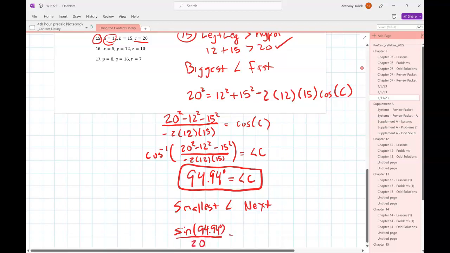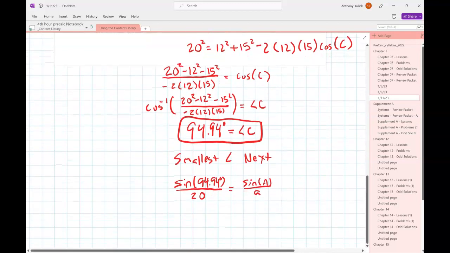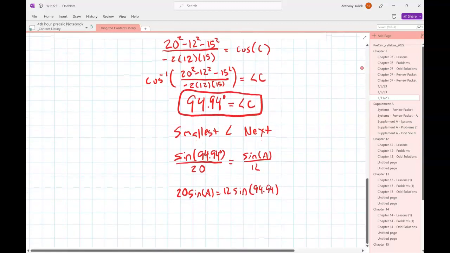So I'm going to have sine of C over C equals sine of A over A. And A is 12. So to solve the law of sines, we'll cross multiply. That gives me 20 sine A equals 12 sine 94.94. I'll divide both sides by 20 and take the sine inverse of both sides.